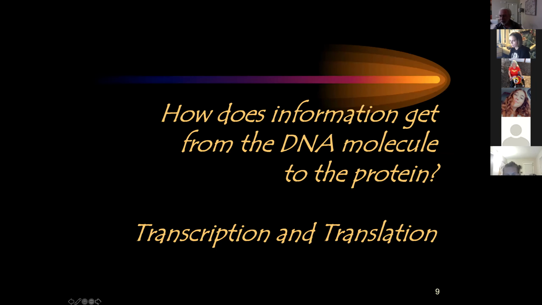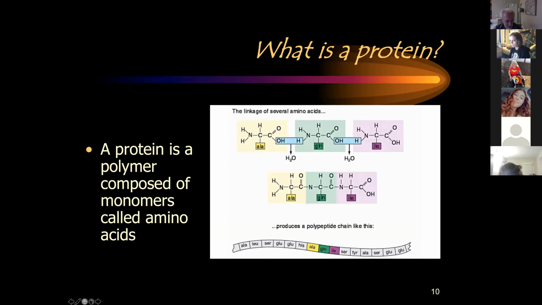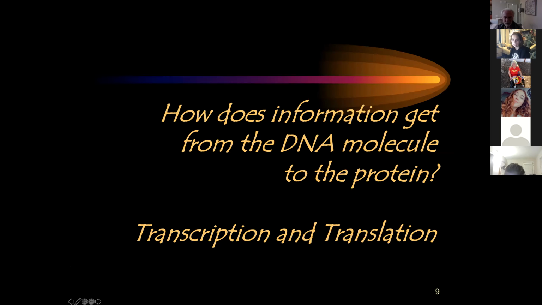Okay, so we've spent a lot of time talking about how DNA copies itself, which is critical. When we get to cell division, meiosis and mitosis, you'll see that cell division could not occur if DNA copying didn't occur.